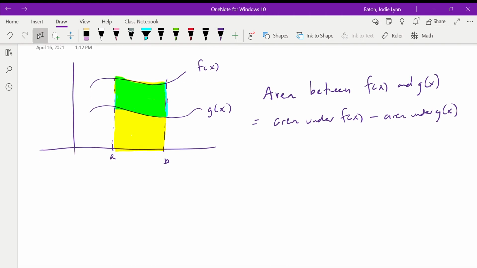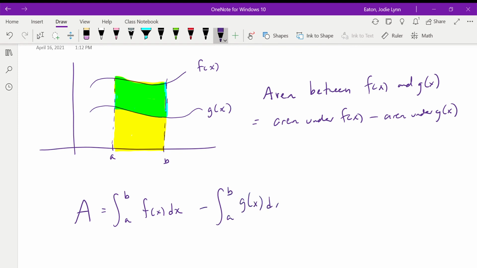So using integration, we can write the formula for this as: area between two curves is equal to the integral from a to b of f of x dx, that's the area under f of x, minus the integral from a to b of g of x dx, which is the area under g of x. And because of our rule about integral subtraction, we can actually write that as a single integral. So this is the integral from a to b of f of x minus g of x dx.